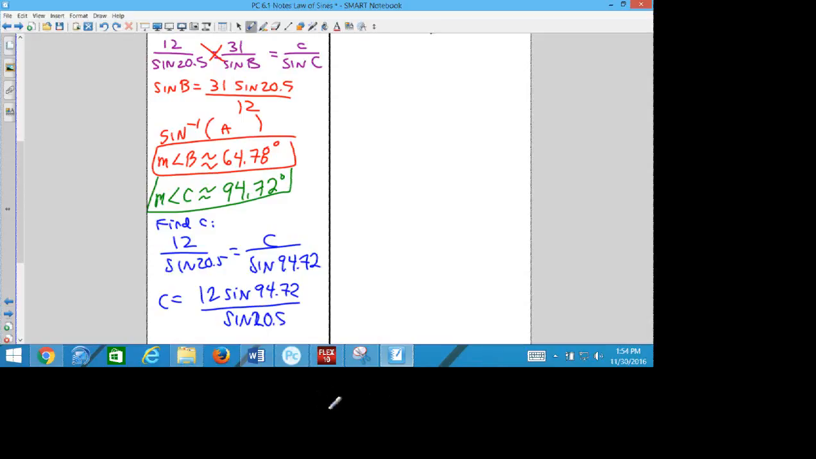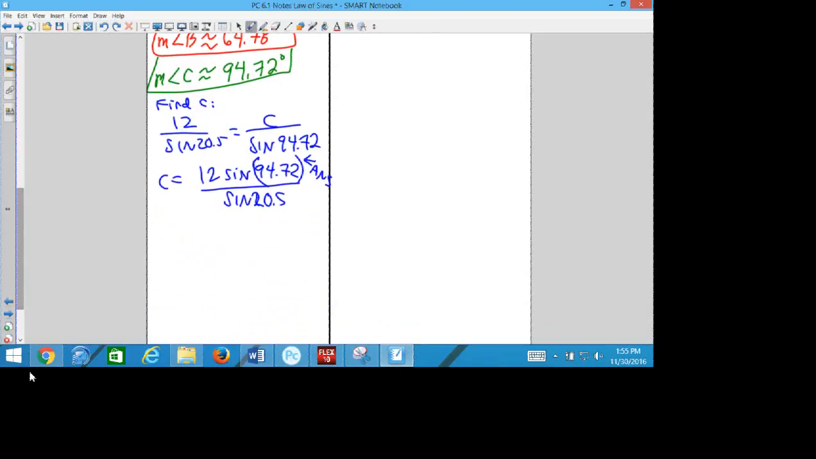Okay, I would again encourage you, instead of typing in 94.72, to use the answer from before, so you don't have to round it. Use the answer button on your calculator from before when you type that in. And then you should get that C would be 34.15.